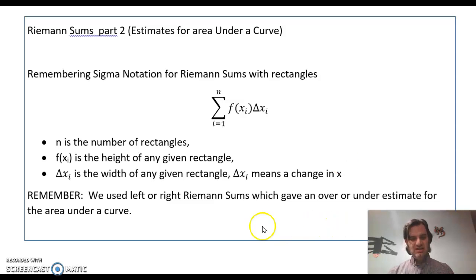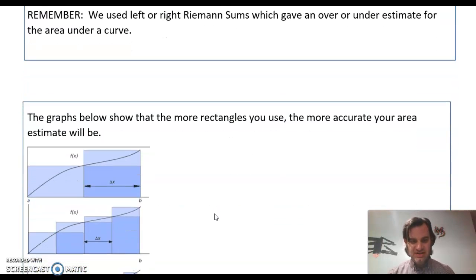Like we said, what we primarily worked with, or I asked you to look at, were left and right Riemann sums, which is measuring the height of that rectangle either from the left endpoint or the right. But if you went through some of the other videos on Khan Academy, you would have seen some variations and some other options. Okay, so let's travel down this road together.